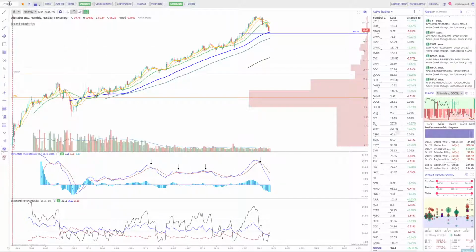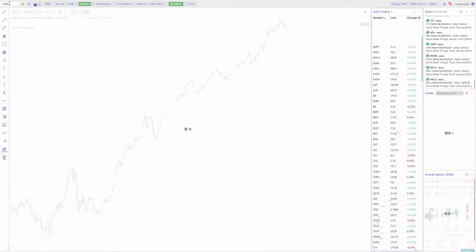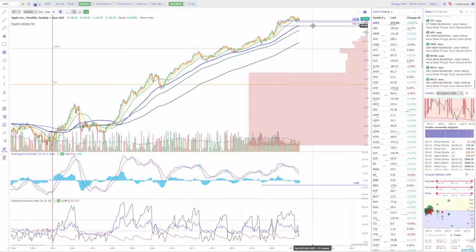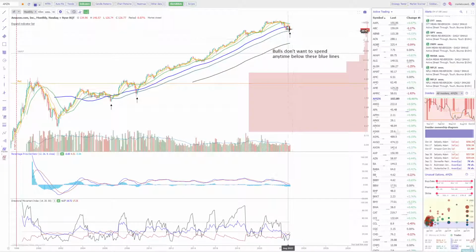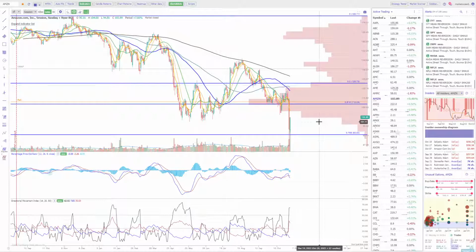Same thing across the board with all of these stocks. You take a look at Apple, didn't even get to the 50. But that momentum on the monthly is still down. Take a look at Amazon, a bit more troubling. Okay, bulls really don't want to see any time below these two blue lines. So far, so good. But this could get very ugly for the Qs.